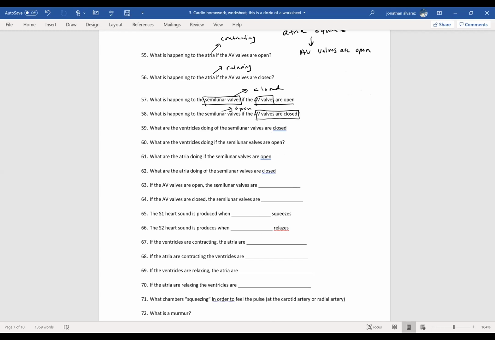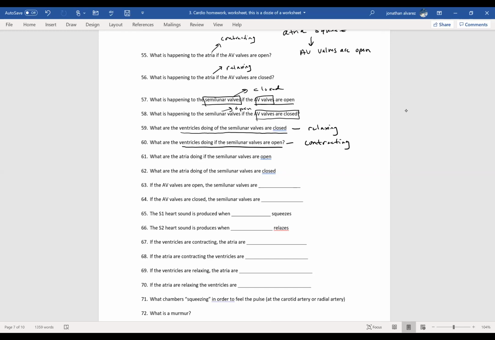Okay. What are the ventricles doing if the semilunars are closed? The ventricles are relaxing. Okay. What is the ventricle doing if the semilunars are open? That means they are contracting or squeezing.